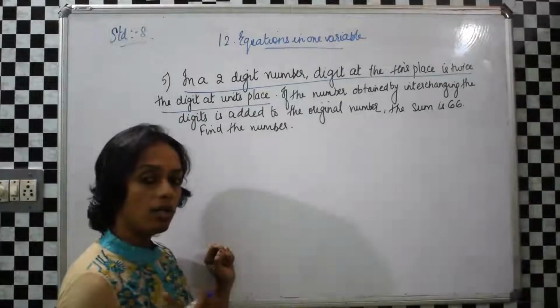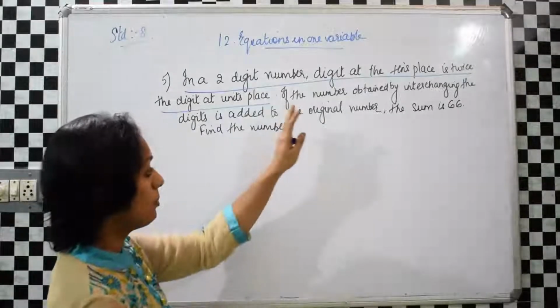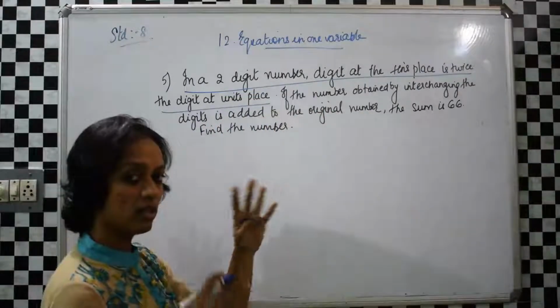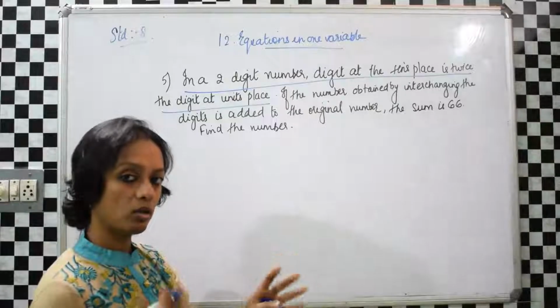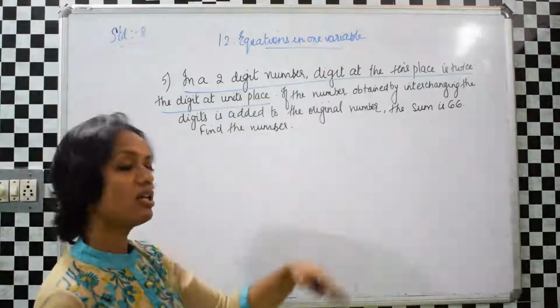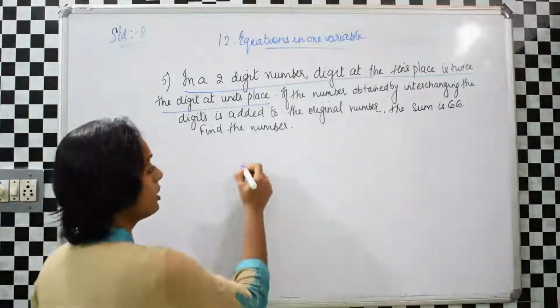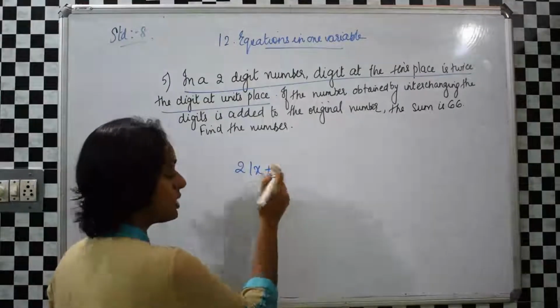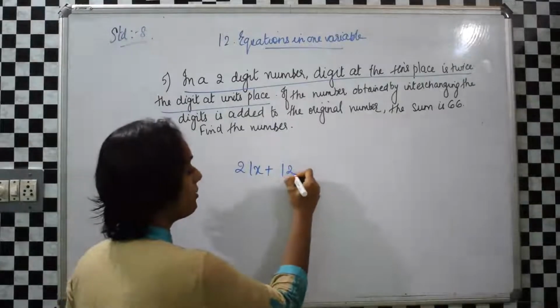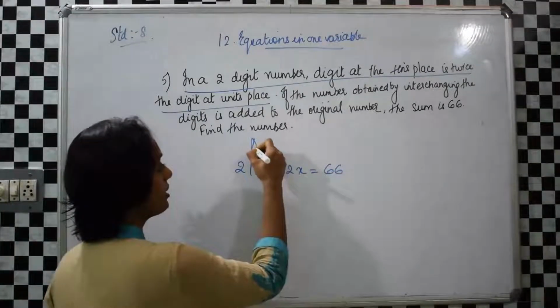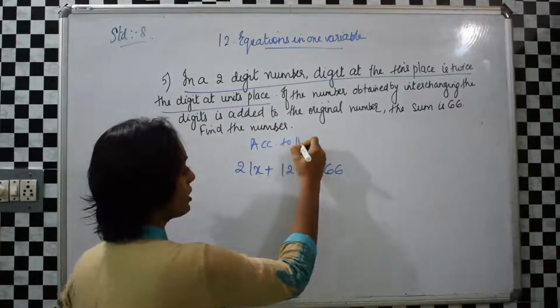Now, what is the given condition? If the number obtained by interchanging the digits is added to the original number, that means the original number and the new number are going to get added, and in that case we are going to get the sum as 66. So what was our original number? 21x. And what is the new number that we got? 12x. That's equal to 66. So you will have to write here according to the given condition.